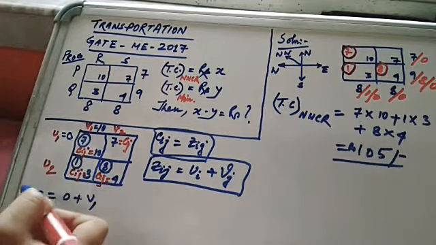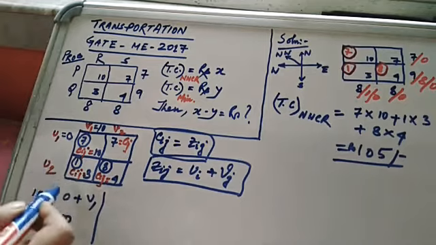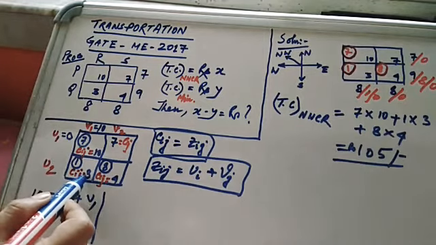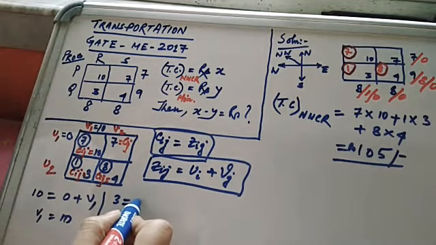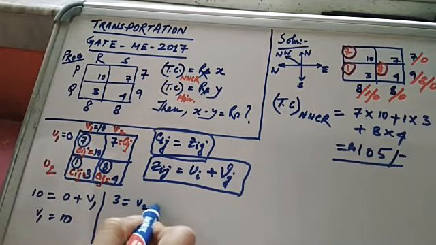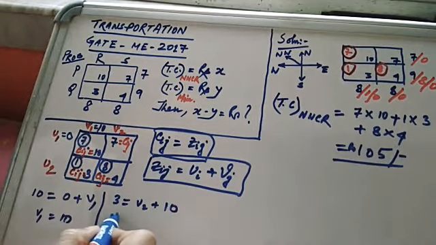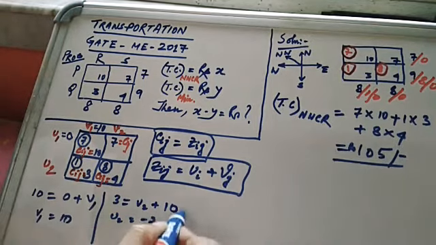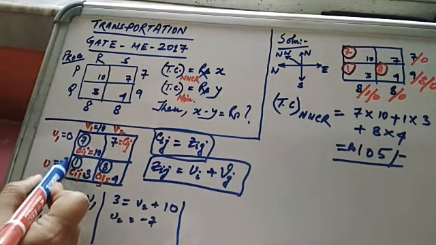Now for this cell, u2 we have to find. This is given as 3, so we can write 3 equal to u2 plus v1, and v1 is given as 10, so u2 equal to minus 7. No problem, u2 equal to minus 7.